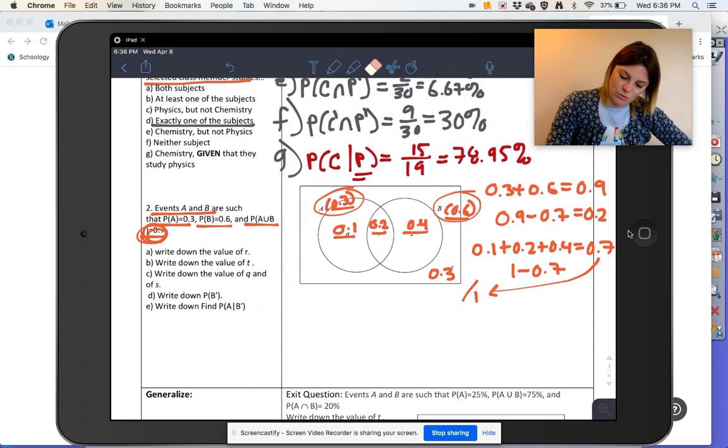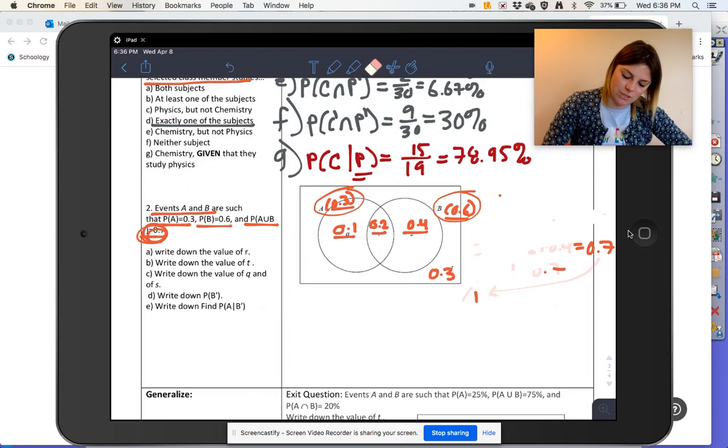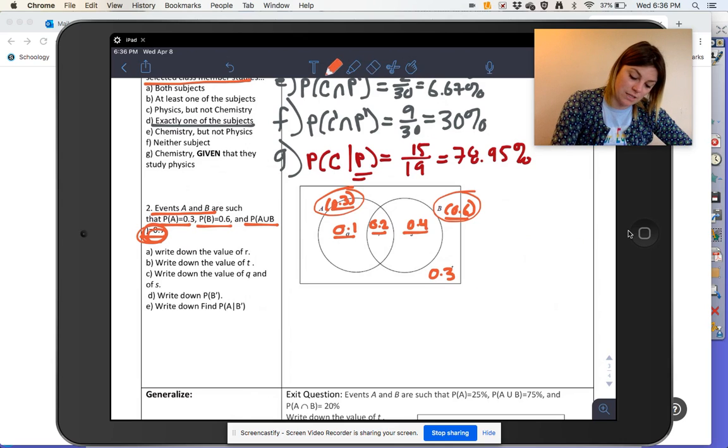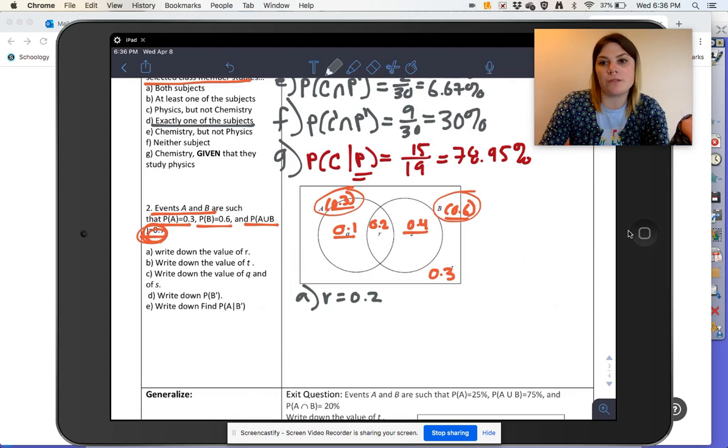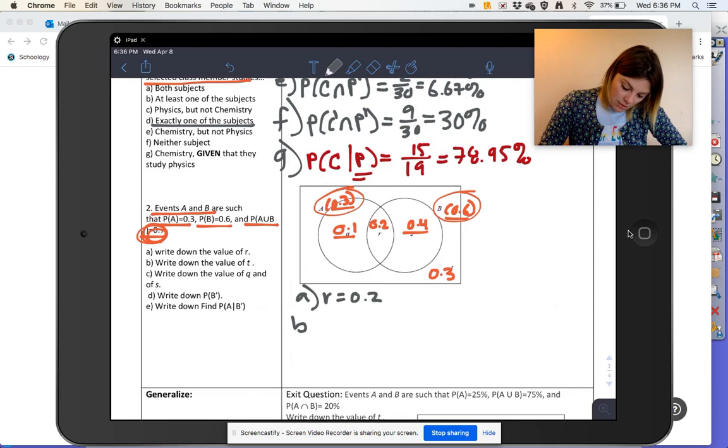We just need to now answer the questions. So we're not done yet. We got to answer all the questions that are in the IB style. We already did most of the work though. So A is write down the value of R. R was the middle, right? I think I covered it up. Yep. So R equals 0.2. And if the IB gives you the numbers as a decimal, you can just give your answers as a decimal. B, write down the value of T. That would be 0.3. So T equals 0.3.